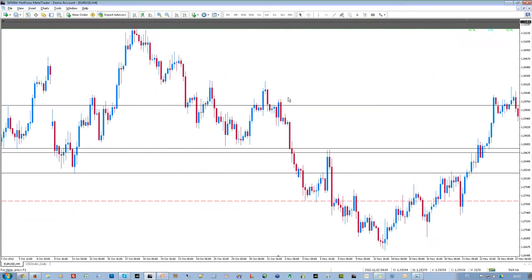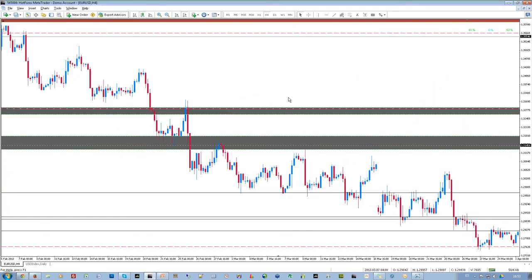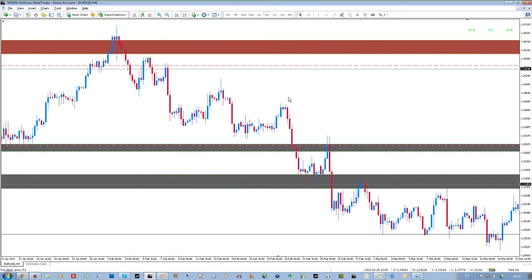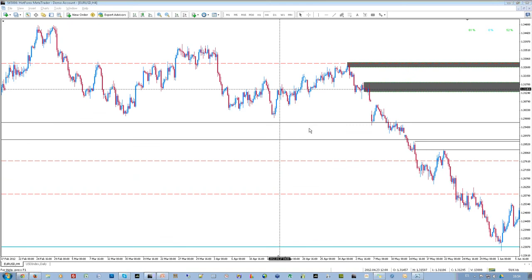Oops, where are we? Right there. Lost. I was a bit lost.